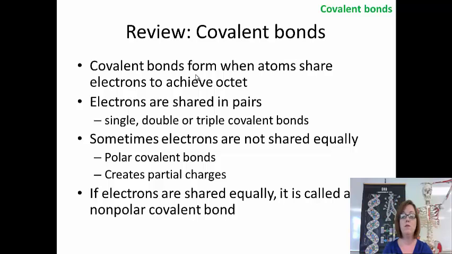So review for covalent bonds. A covalent bond forms when atoms share electrons to achieve octet. The electrons are shared in pairs, right? 2 for single, 4 for double, 6 for triple. Sometimes electrons are not shared equally. If they're not shared equally, that creates polar covalent bonds, which creates partial charges. If the electrons in the covalent bond are shared equally, it's a nonpolar covalent bond.